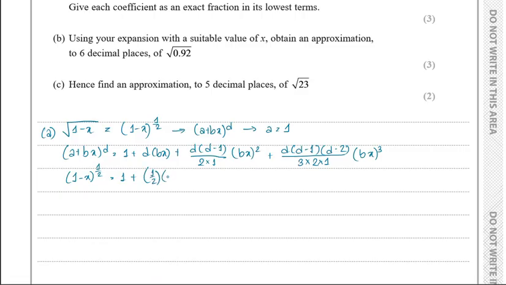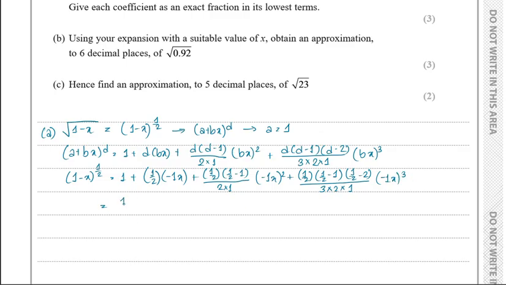b is minus 1. So it will be minus 1x, plus half multiplied by (half minus 1) divided by 2 multiplied by 1, multiplied by (minus 1 x) whole square, plus half multiplied by (half minus 1) multiplied by (half minus 2) divided by 3 multiplied by 2 multiplied by 1, b is minus 1, x cubed.